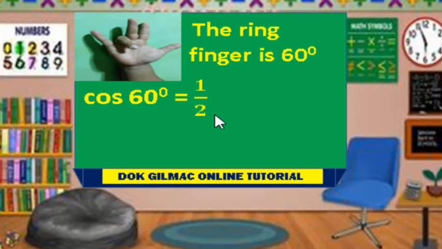If we are to determine sine 60 degrees, we just count from here 1, 2, 3, get the square root of 3 all over 2. So simply, we have sine of 60 degrees is square root of 3 all over 2.